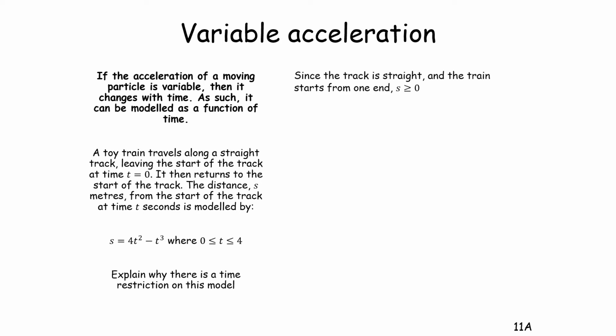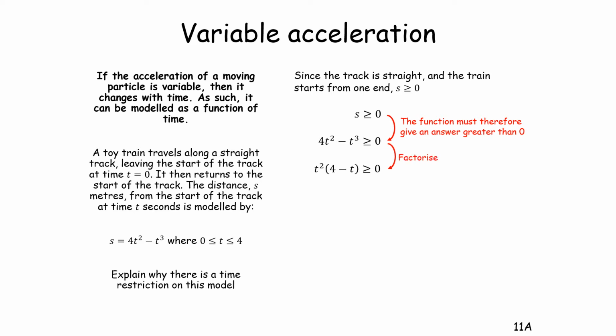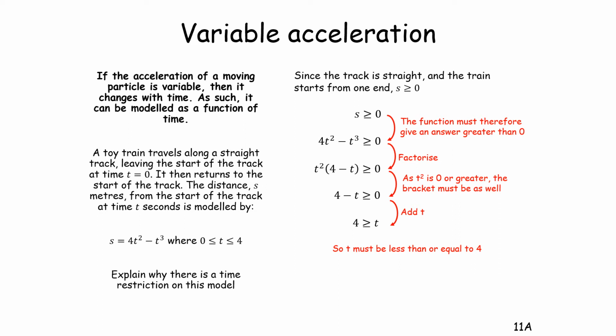Since the track is straight and the train starts from one end, s must be greater than or equal to 0. So 4t squared minus t cubed must be greater than or equal to 0. And then if you factorize that, we get t squared times (4 minus t). We know t squared is 0 or greater. And the other option is 4 minus t greater than or equal to 0. So that means t must be less than or equal to 4. So the value of t must also start at 0. The negative time does not make any sense in this context.